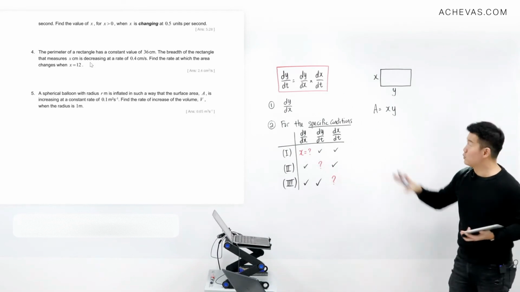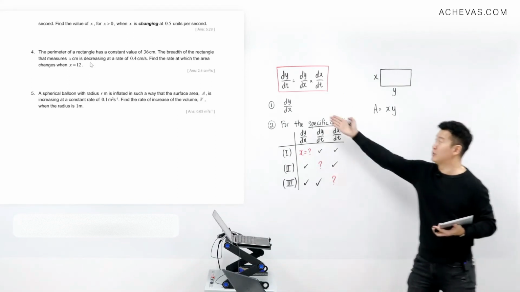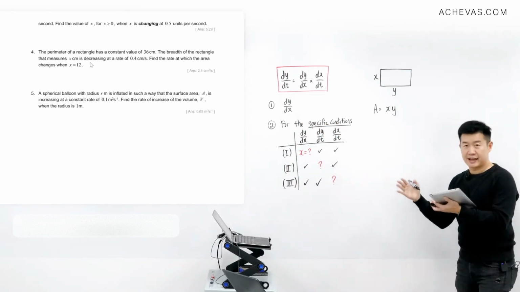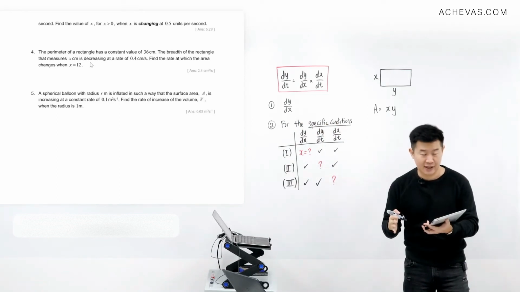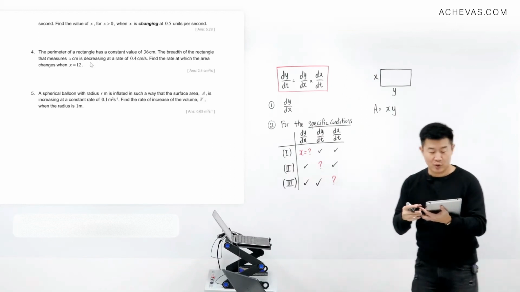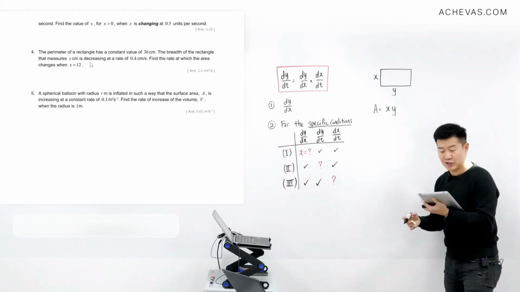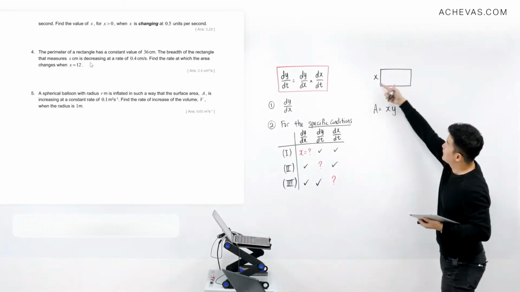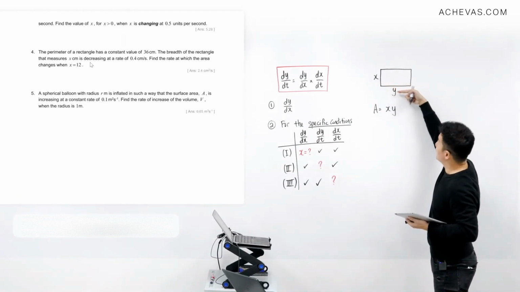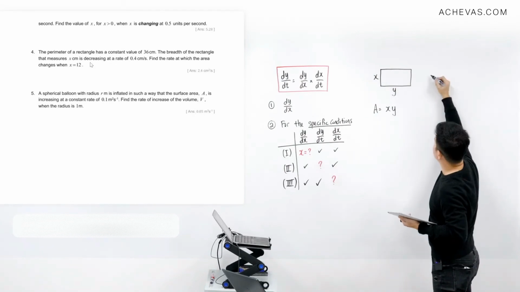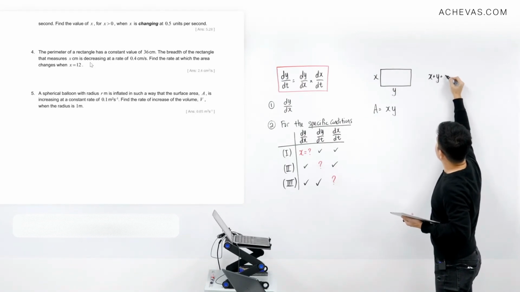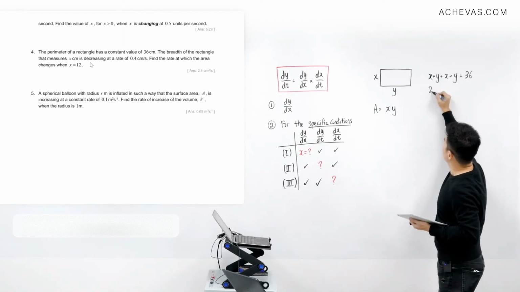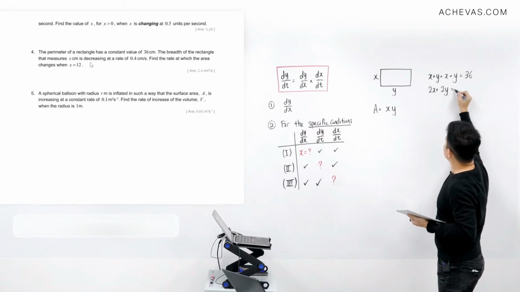But we can't proceed with an equation that is like this. We can't differentiate. We can't even start the first process here. So what we want to do is to first express A in terms of x. And can we do that? Yes, we can, because the question actually gave us a condition. The condition is that the perimeter of the rectangle is a constant of 36, which means x plus y plus x plus y, which is the perimeter, is given to us as 36. So 2x plus 2y is equal to 36.